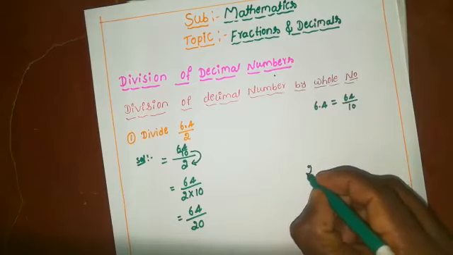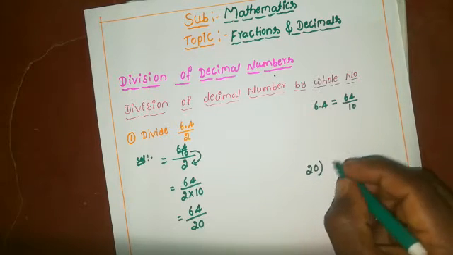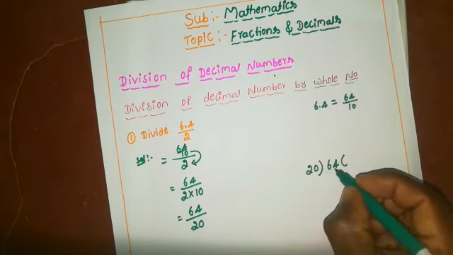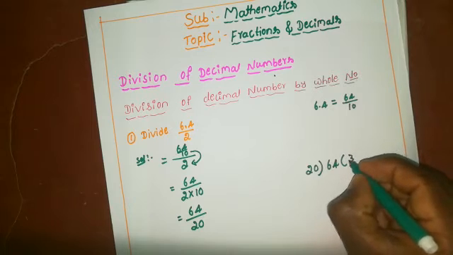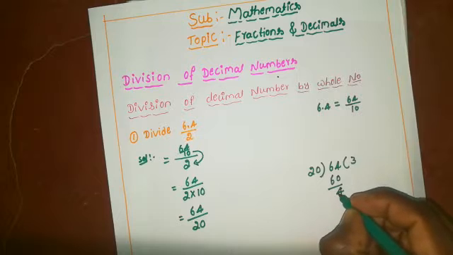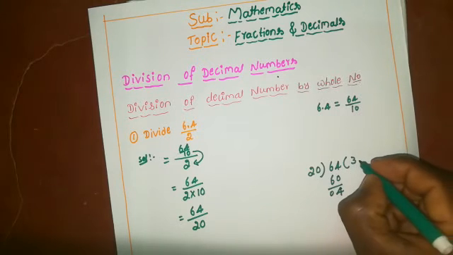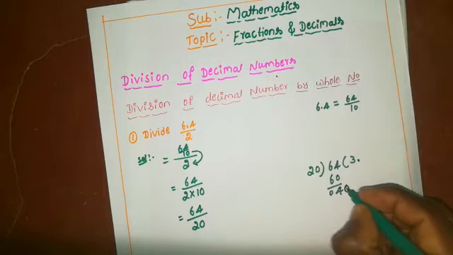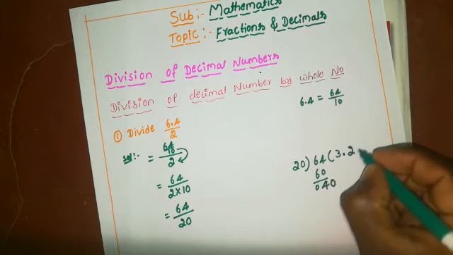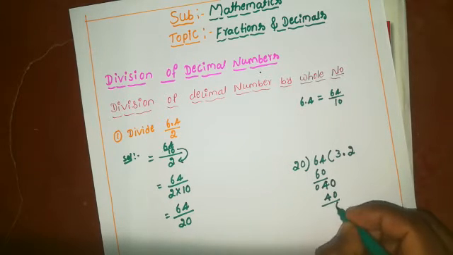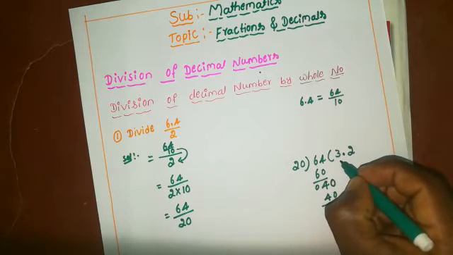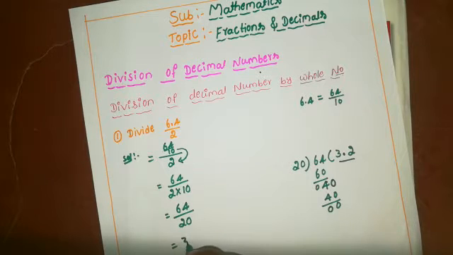We know how to divide fractions and how to divide numbers. Now we have to divide 64 by 20. How many times? 3 times. 3 twos are 60. The remainder is 4. The 4 is less than 20, so we put a point and write a 0, and it becomes 40. 20 divides 40 how many times? 2 times. 2 twos are 40. We get remainder 0. So when we divide 64 by 20, we get 3.2. 3.2 is the answer.